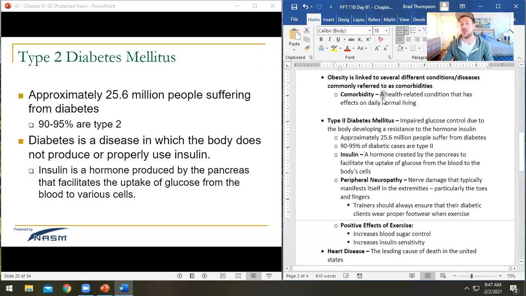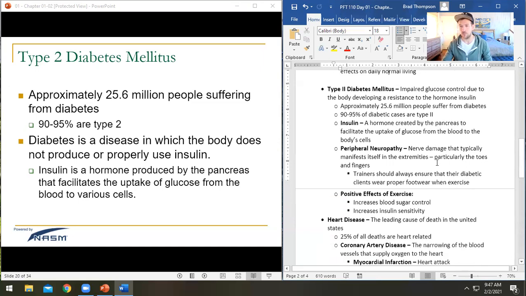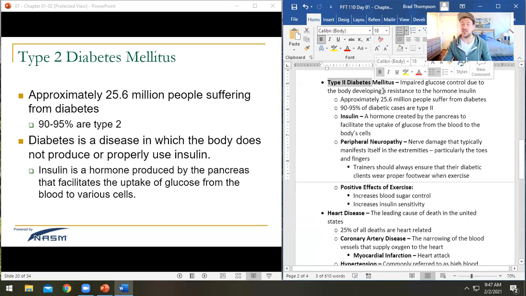So it's a health related condition that affects your daily normal living associated with another disease, right? So diabetes is associated with obesity. Is it the cause of it? Not necessarily, right? You could be a totally normal BMI and have diabetes. You could be absolutely obese and not have diabetes. That's why it's associated, right? It's not the cause of.